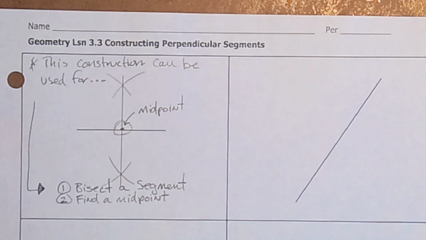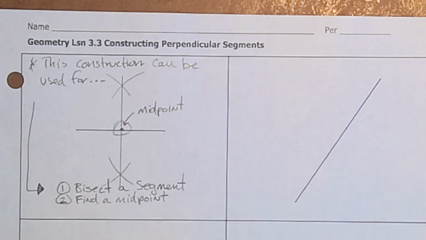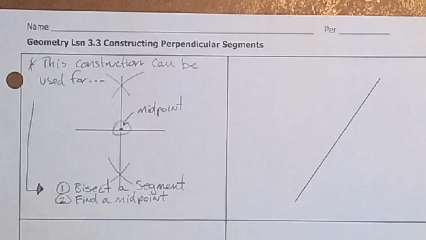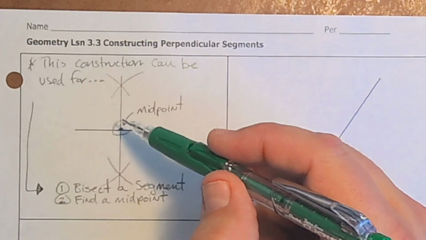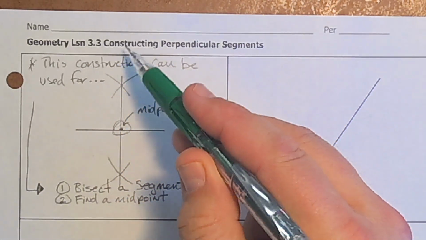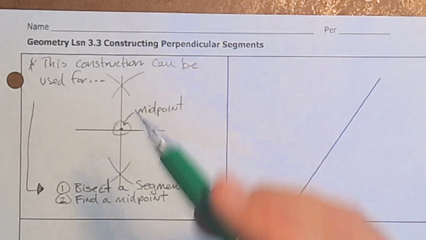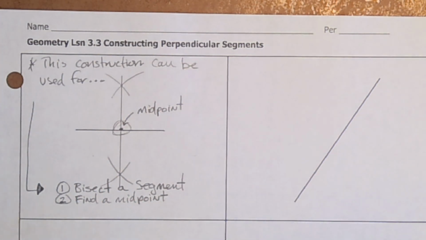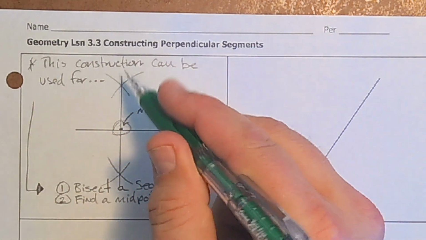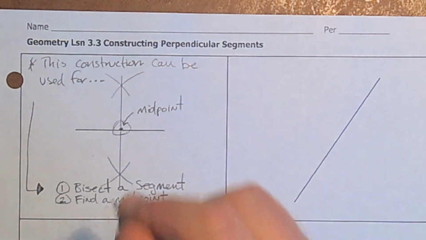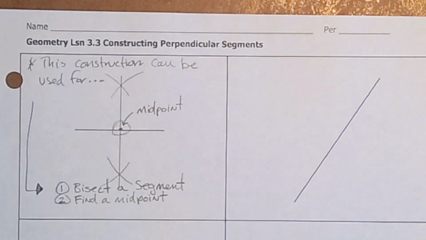Now, the reason I specify the difference between these two is because I'm going to ask you to do these two instructions a little bit differently. When I ask you to bisect a segment, I'm going to want to see your arcing constructions and then your line all the way through, bisecting that segment. But when I ask you to find a midpoint, we're going to use the same construction. We're just not going to draw this line all the way through. We're just going to mark the midpoint. And there's a reason for that. When we get a little bit deeper into this, you'll see why.